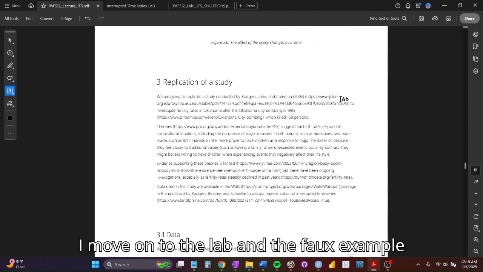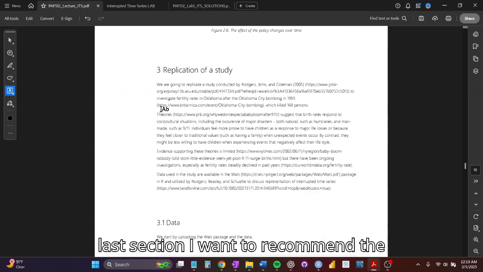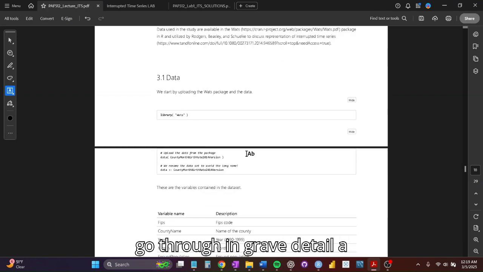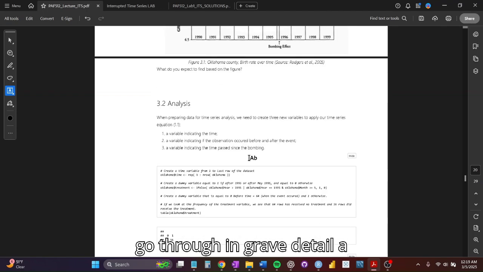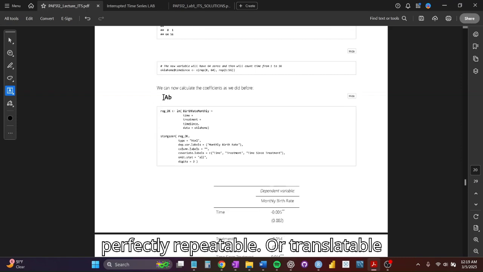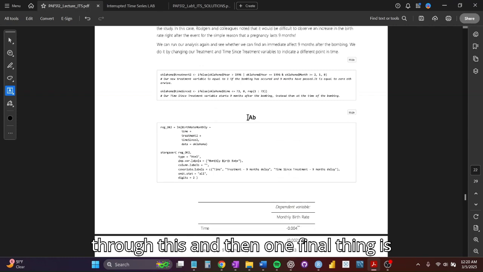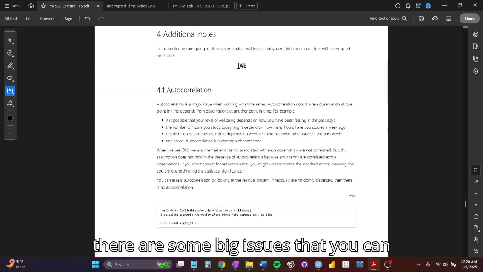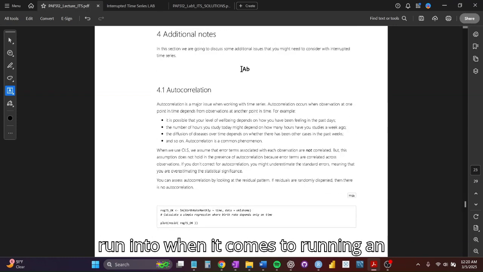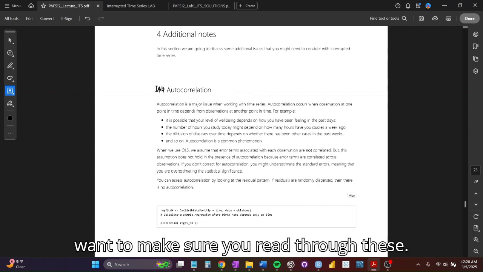Now, before I move on to the lab and the faux example I put together for you, this is the last section I want to recommend. The replication of a study is going to go through in grave detail a way to build out and structure your analysis, and some of this will be almost perfectly repeatable or translatable to the lab. So spend some time going through this. One final thing is there are some big issues that you can run into when running an interrupted time series analysis. I won't go over those in the video, but you do want to make sure you read through these.